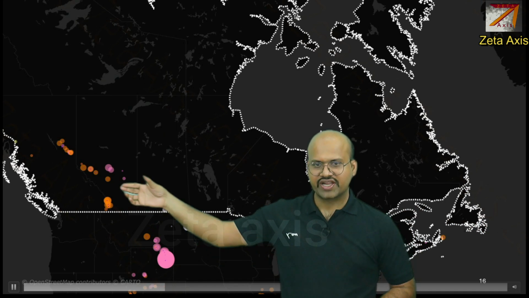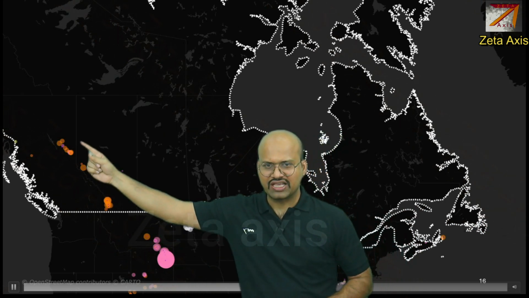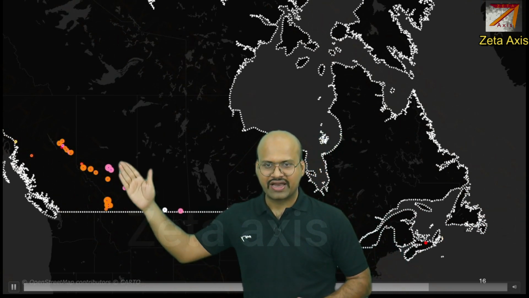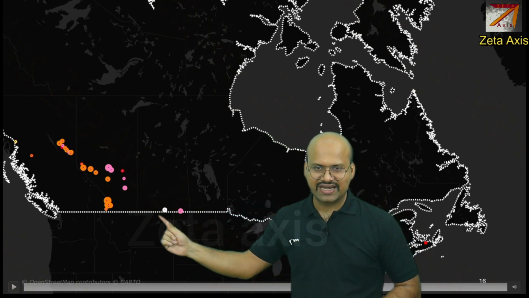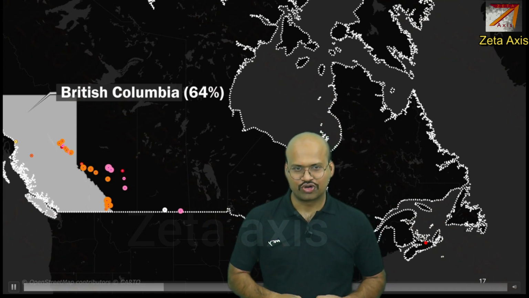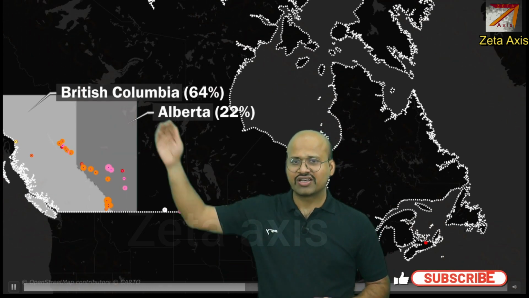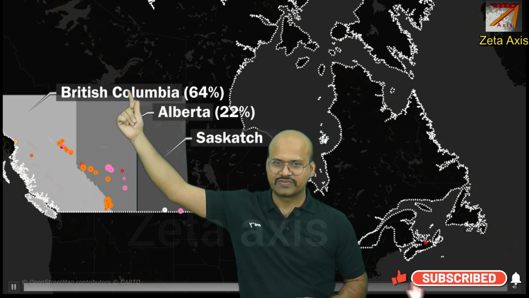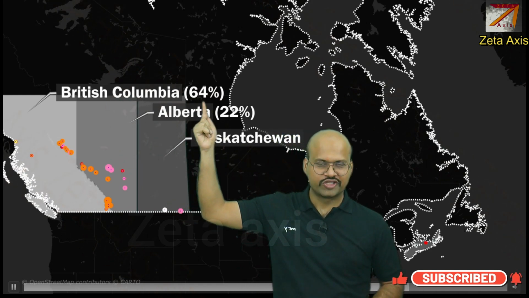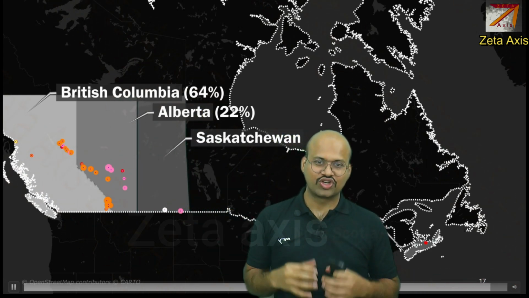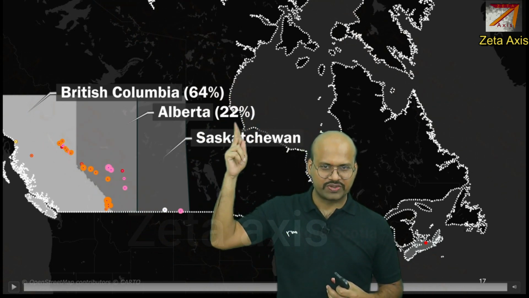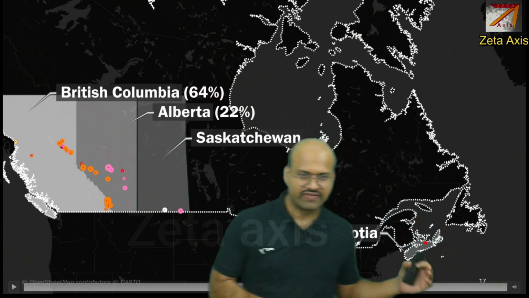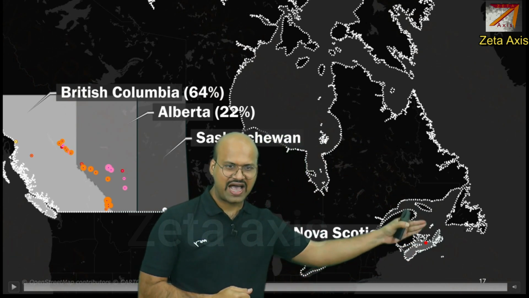Further, we can see over here clearly that these are mainly of bituminous type and some are of subbituminous type, and then we have these which are lignite in the southern side of Canada. Now, if we discuss the states which produce this coal in Canada, we can see that the significant amount of coal production comes from British Columbia alone, which produces 64% of the total coal produced in Canada, followed by Alberta, which produces 22%, followed by Saskatchewan, and then we have this Nova Scotia, which is an island over here.